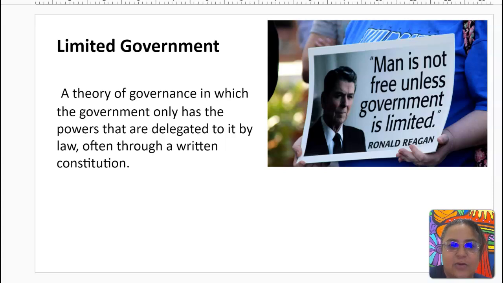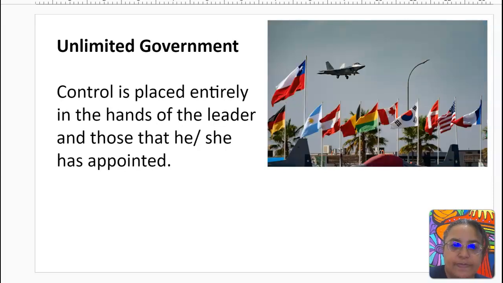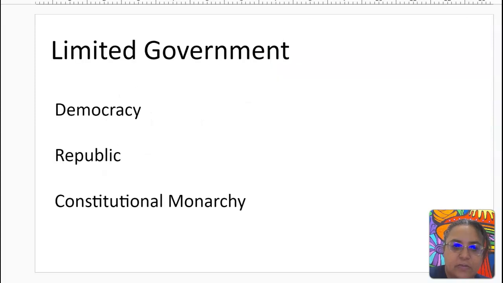Limited government: a theory of governance in which the government only has the powers that are delegated to it by law, often through a written constitution. Unlimited government: control is placed entirely in the hands of the leader and those that he or she has appointed. Limited government: democracy, republic, constitutional monarchy.